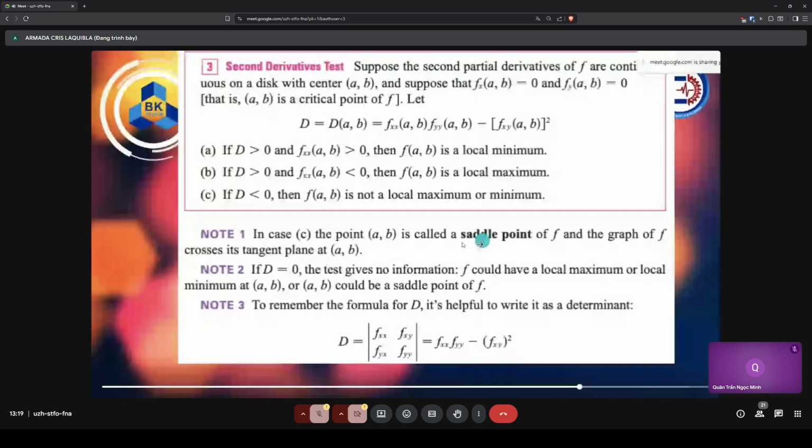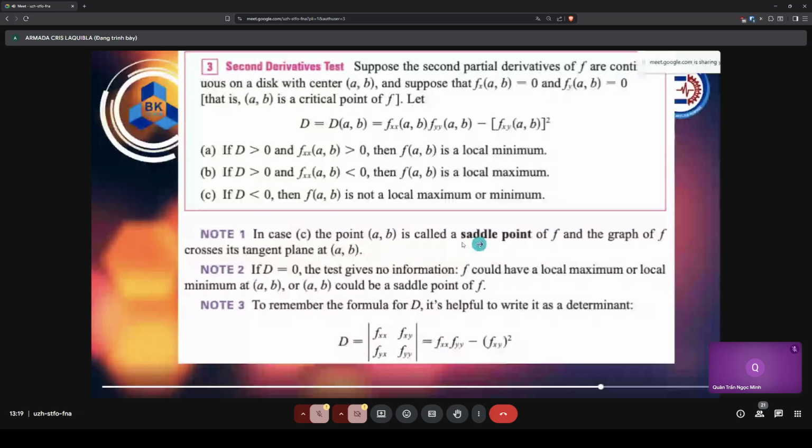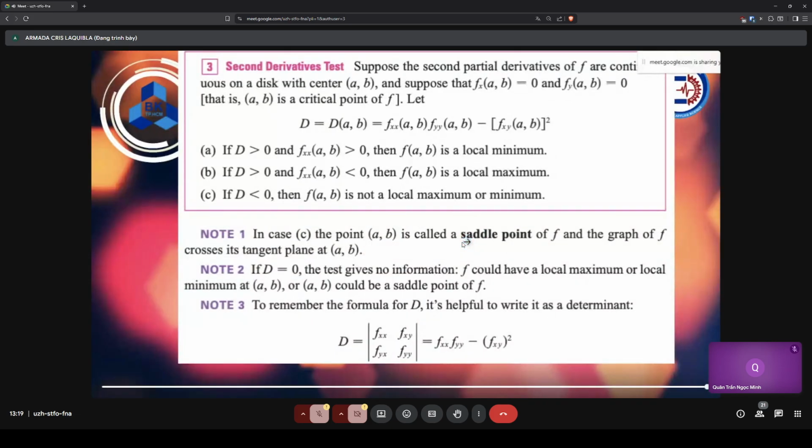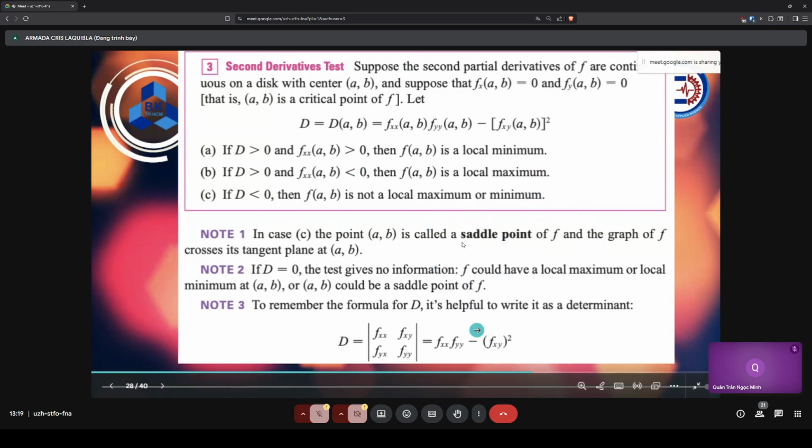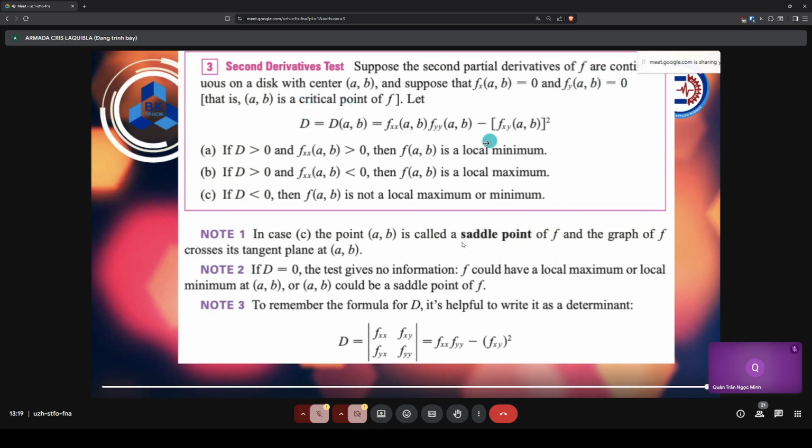You have to use this as always so that we are sure if our point (a, b) is located at a local minimum or a local maximum, or if it is a saddle point. Suppose that the second partial derivatives of f are continuous on the disk. After you're done with fx(a, b) = 0 and fy(a, b) = 0, if you can solve the values of a and b, those are what you call the critical points of f.